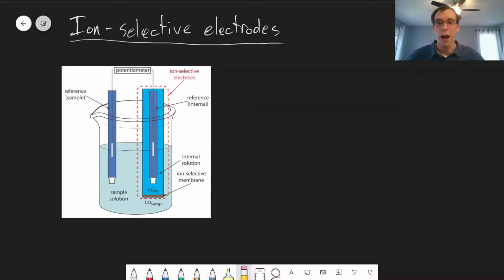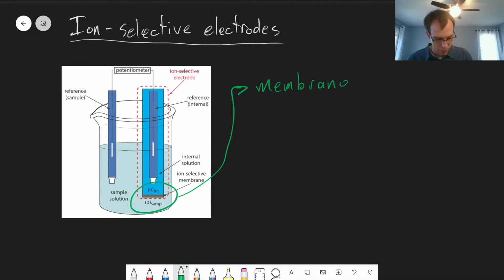The second and more common type of indicator electrode that's used is an ion selective electrode. I have here an image from the online textbook that shows a general schematic for ion selective electrodes and how they work. The heart of an ion selective electrode is down here at the bottom, this ion selective membrane. This membrane can be made out of many different materials, so the discussion we're going to have here is going to be general. Then we'll start looking at some of the specific ways you can construct these ion selective electrodes.